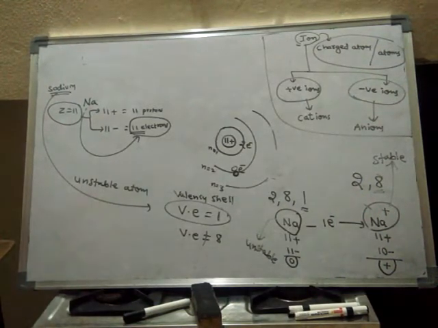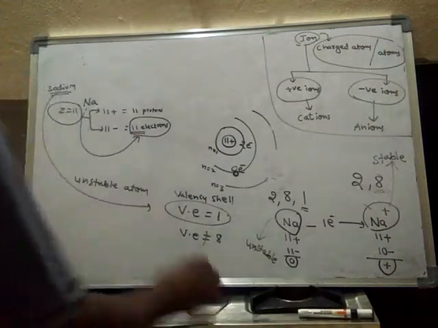So like that, if an atom is unstable, it will try to become stable. Okay, let us take another example. Magnesium.